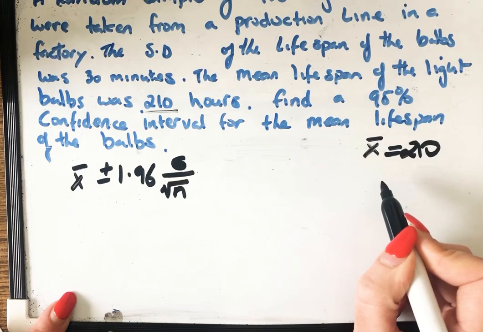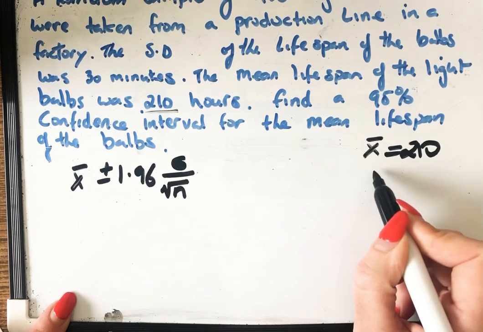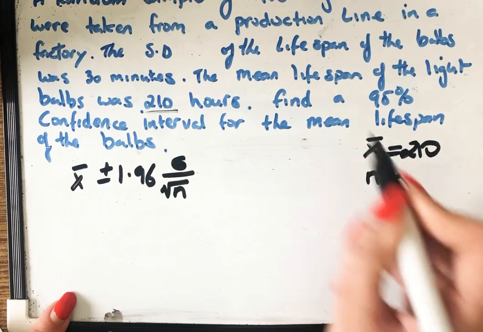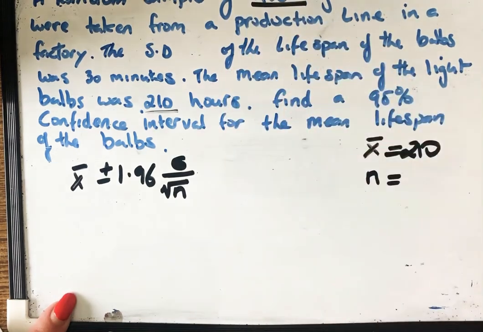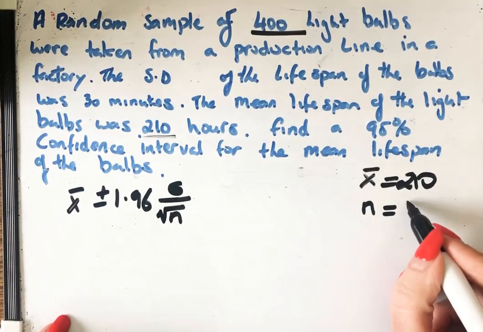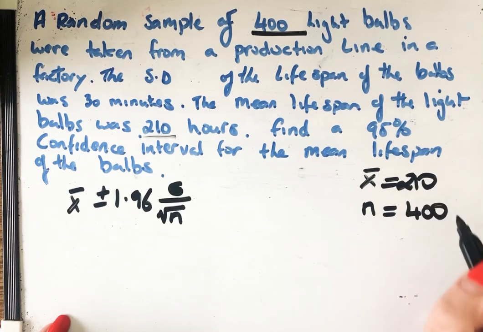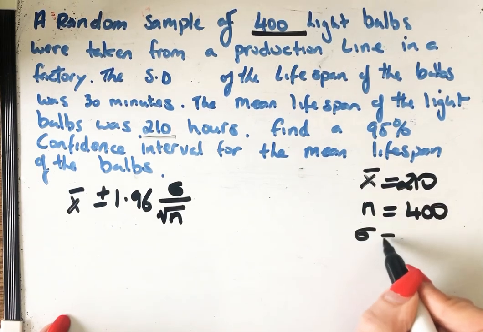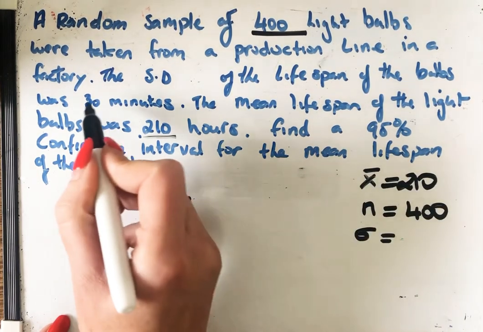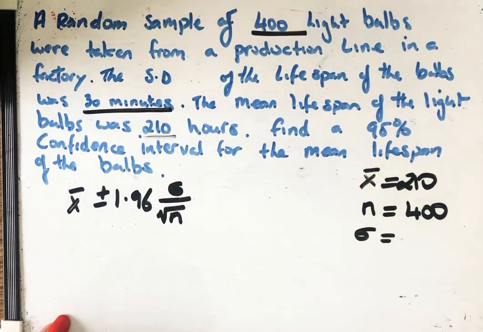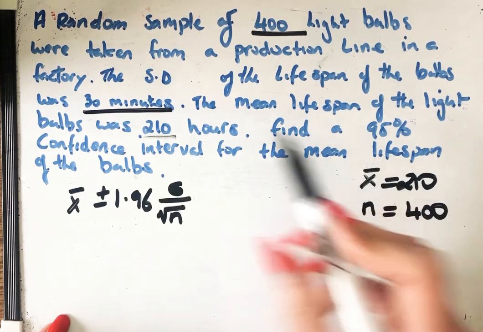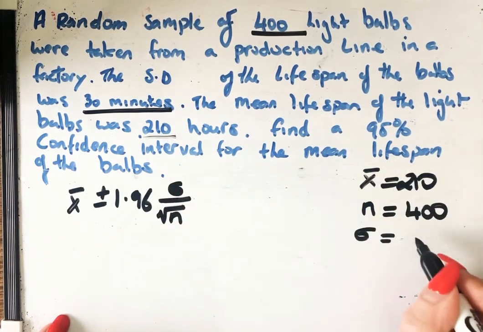Our n is our sample size, and of course that's up here, 400. And then our sigma is our standard deviation, also given in the question, 30 minutes. However, be careful here. This 210 is in terms of hours, so it's important that you convert 30 minutes to hours, so let's say 0.5.